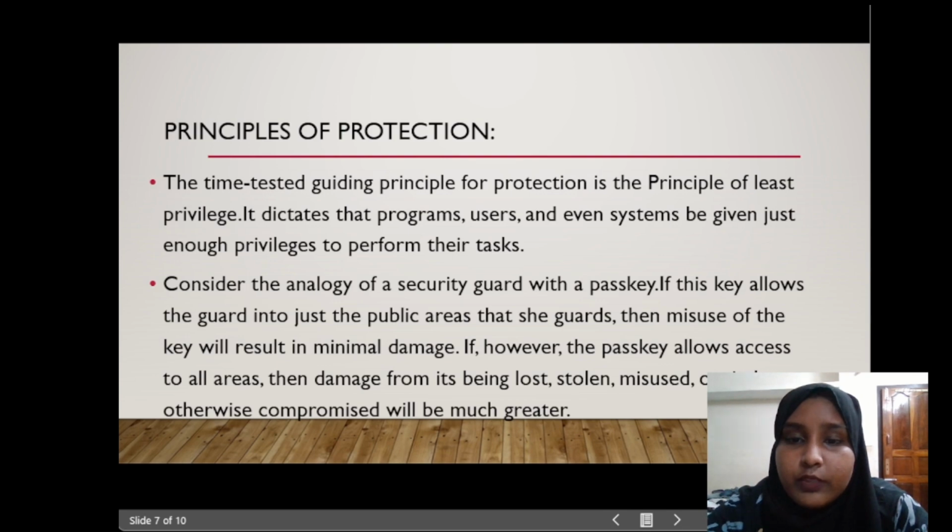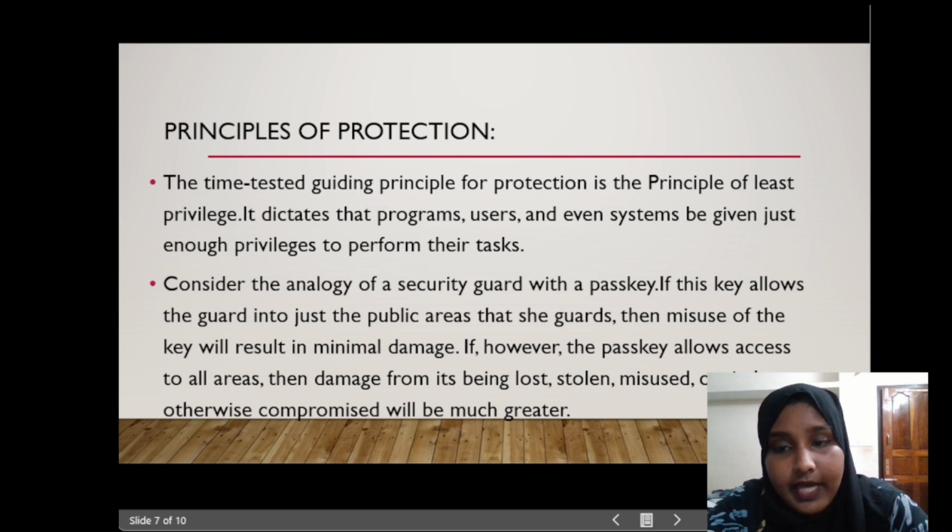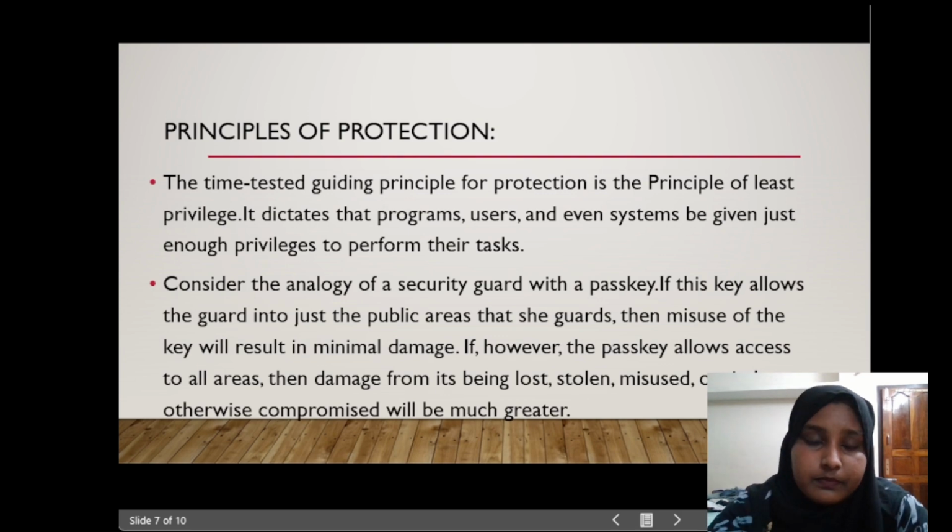So the next point is to consider the analogy of a security guard with a passkey. If this key allows the guard into just the public areas that she guards, then misuse of the key will result in minimal damage. If, however, the passkey allows access to all the areas, then damage from its being lost, stolen, misused, copied, or otherwise compromised will be much greater.